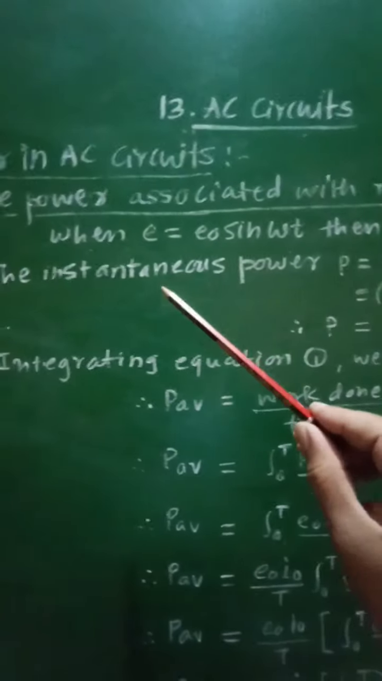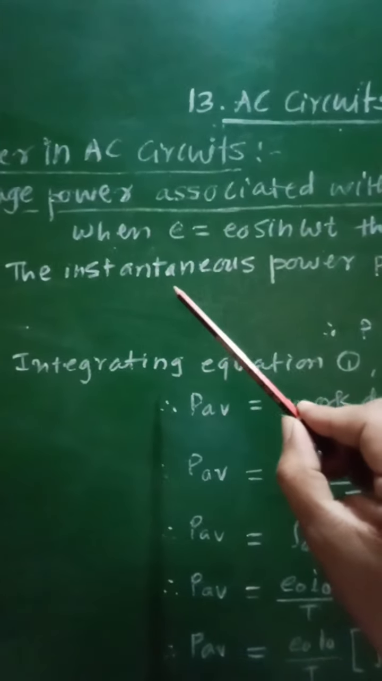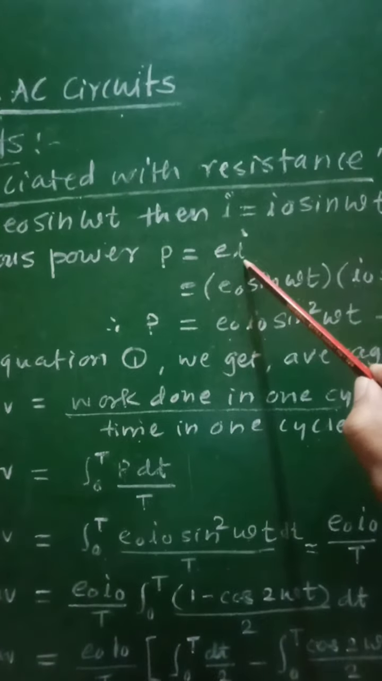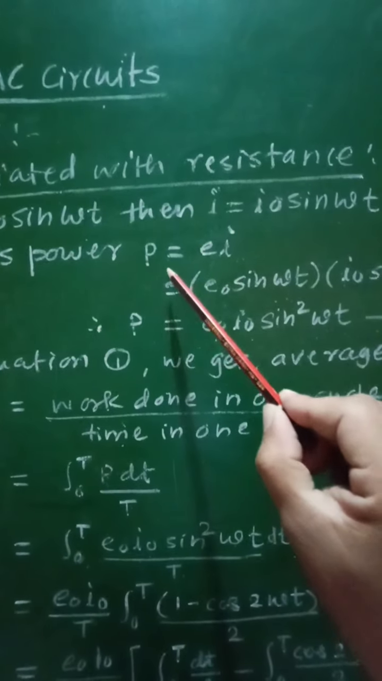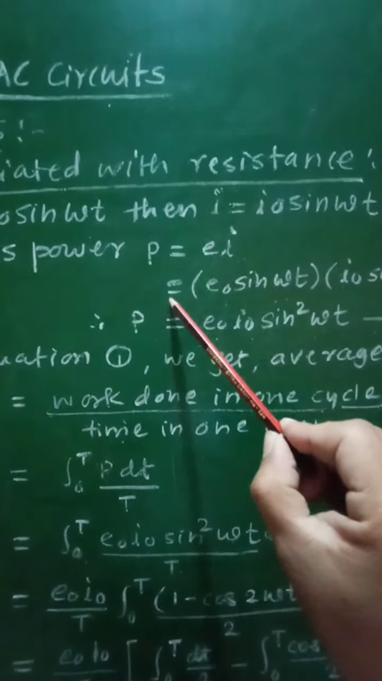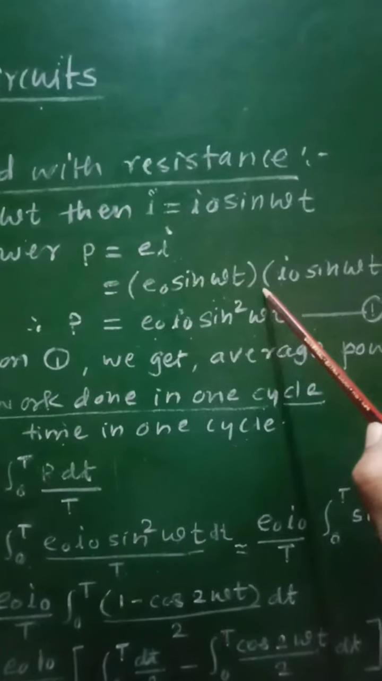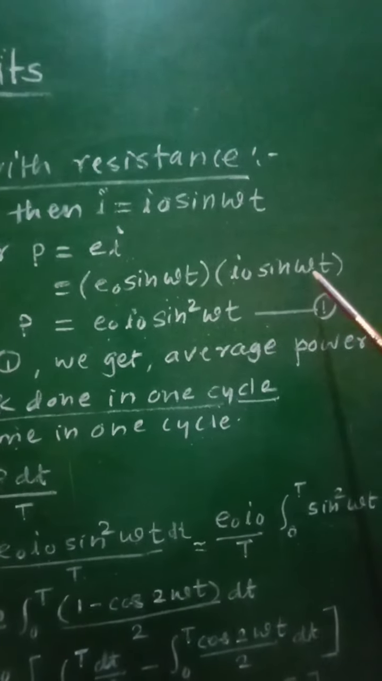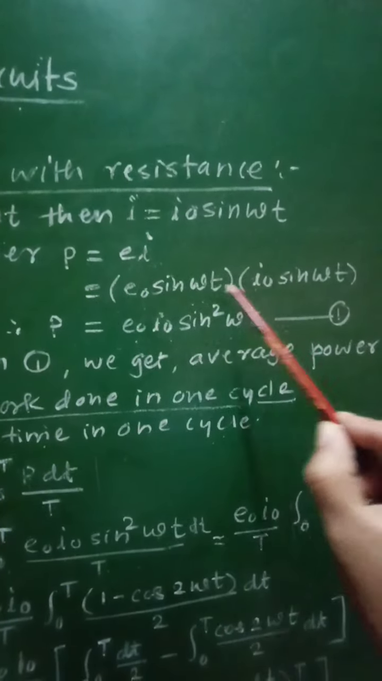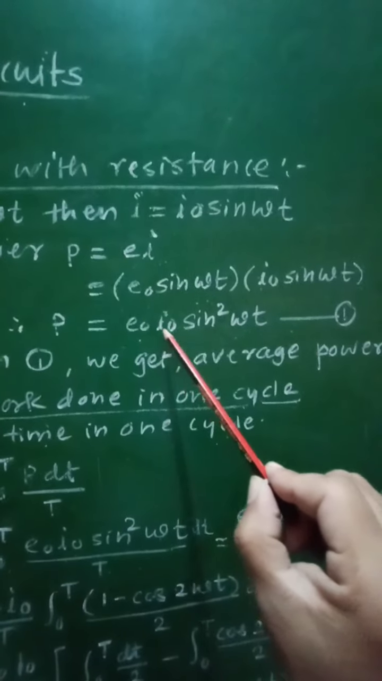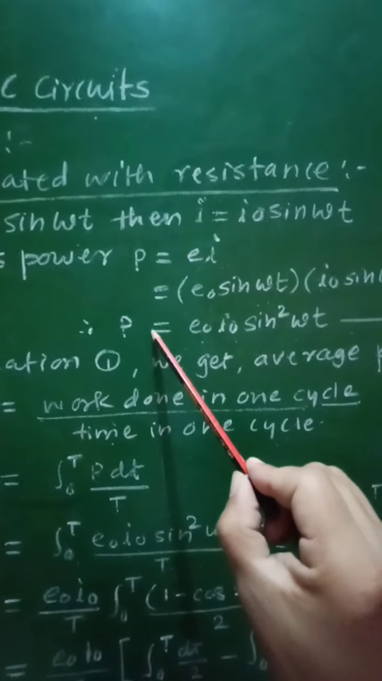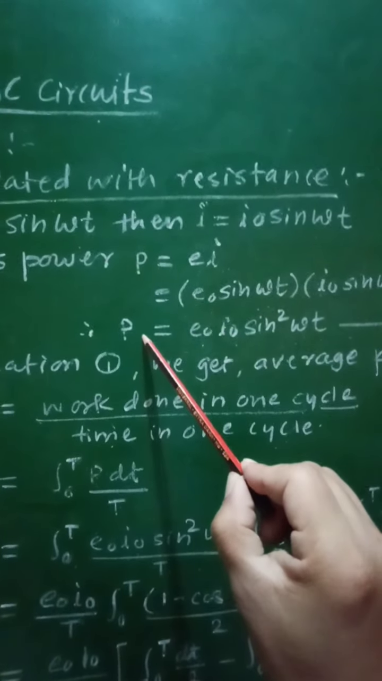Hence the instantaneous power P will be equal to the product of instantaneous voltage and instantaneous current, so P is equal to E into I. Now putting the values of E and I, we get P equal to E0 sin omega t into I0 sin omega t, that is E0 I0 sin square omega t. Let it be equation number 1. This equation gives us the instantaneous power.